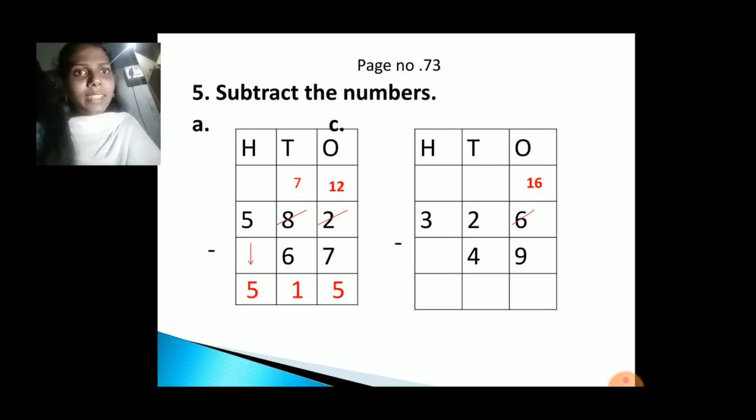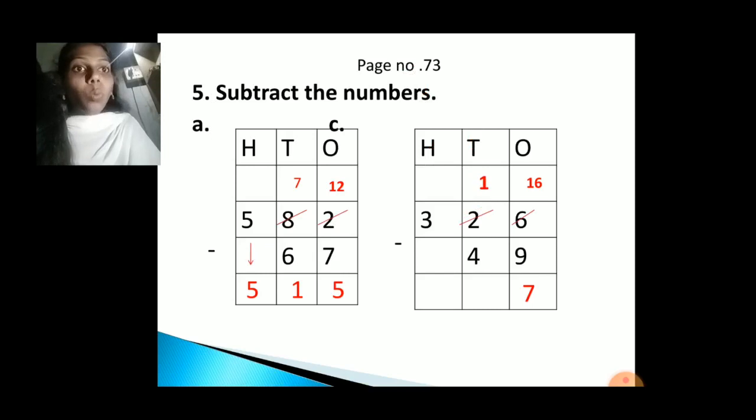So where we will write 7? Under the tens column or under the ones column? Under the ones column. Very good. So 16 minus 9 equals to 7. Now we took 110 from the tens column. So we will cut 2 and we will write 1 instead of 2.